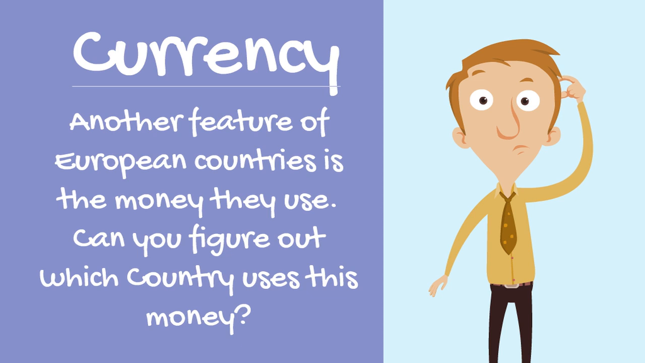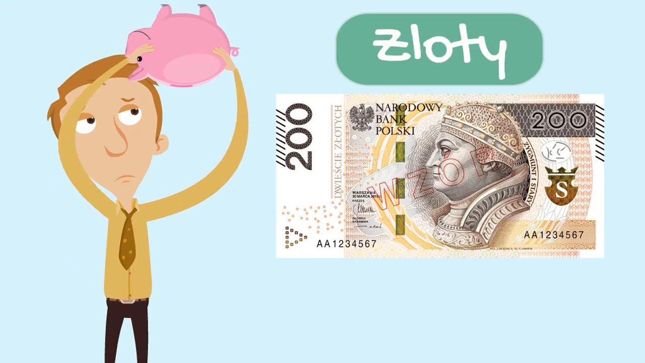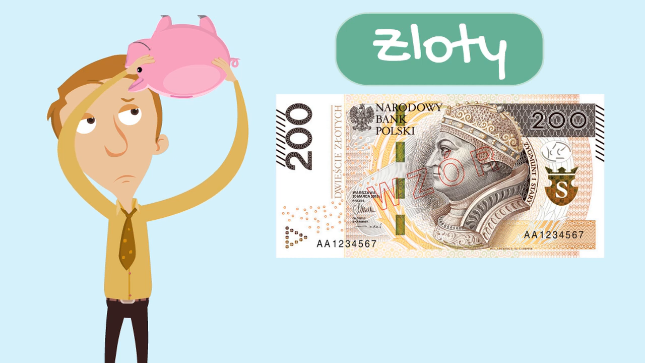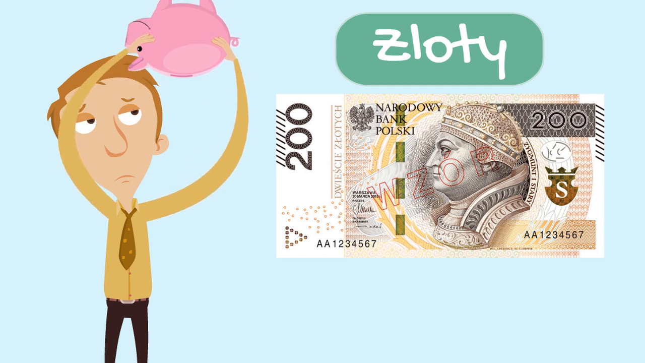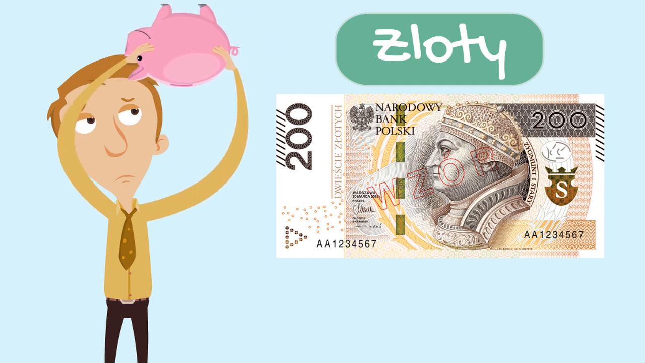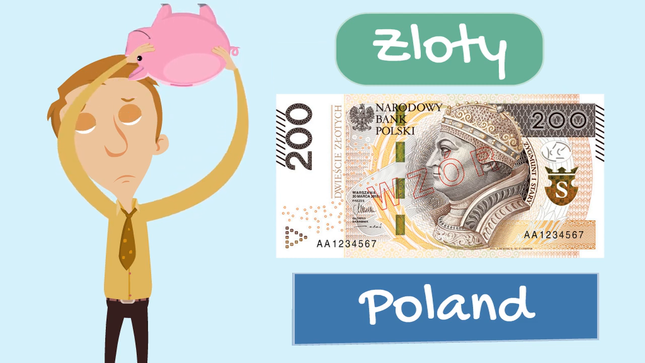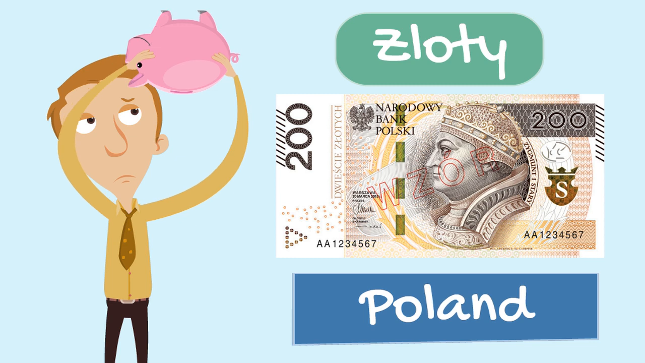I'll show you a picture of a note. You tell me what country it's from. First question. Zloty. What country is this money from? Pause the video and write down an answer. Well, this currency is actually from Poland. You could use it to buy some delicious pierogi.